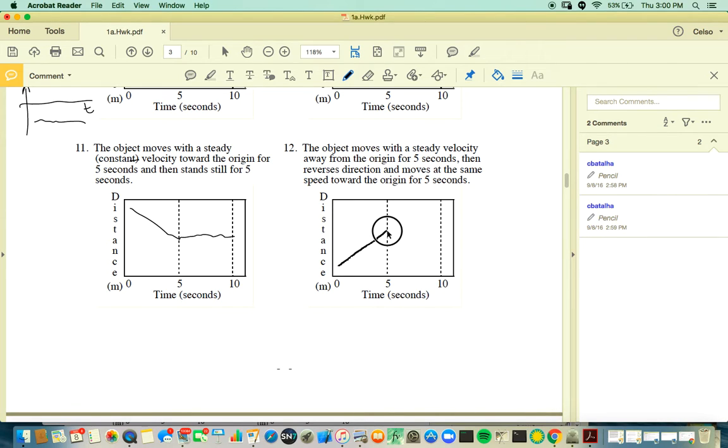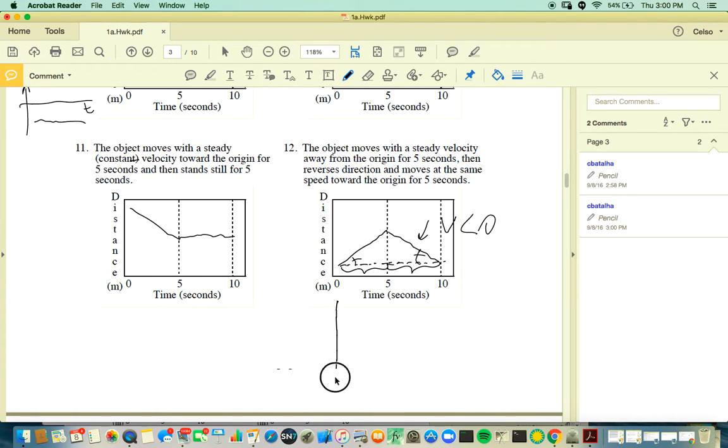The object moves with a steady velocity away from the origin for 5 seconds, then reverses direction and moves at the same speed towards the origin. So if I want to get the same speed, I want to be able to get this angle here and repeat this angle exactly right here. So the speed should be the same. And since it goes with the same speed, the angle is the same. So we have an isosceles triangle kind of, right? Because the time here is the same as there. And the velocity here is negative. Velocity is less than 0.